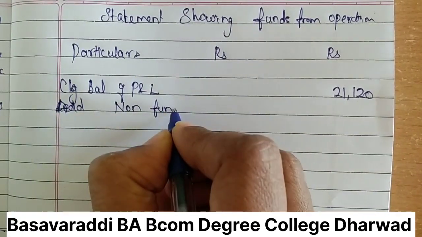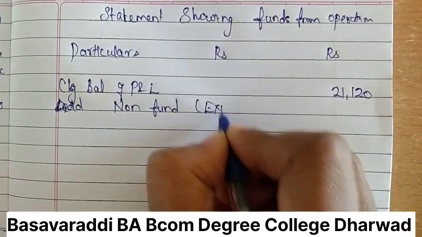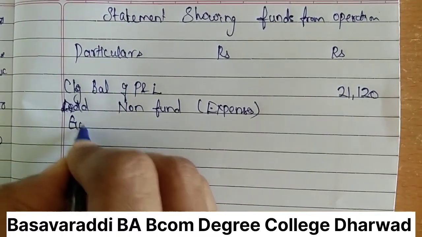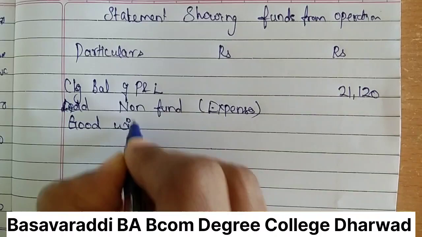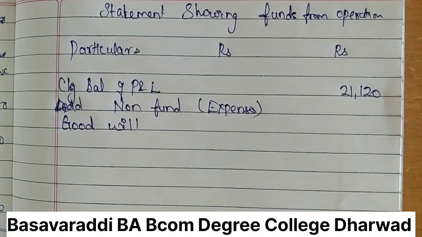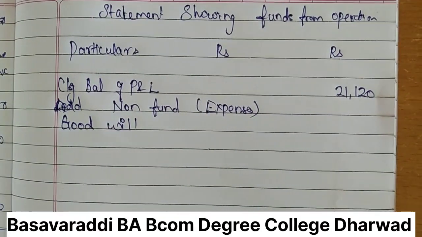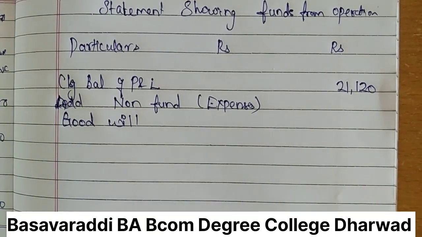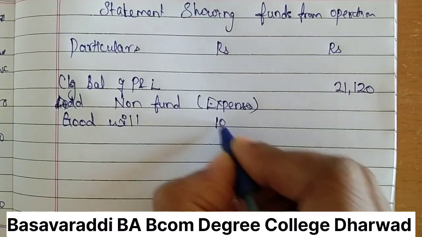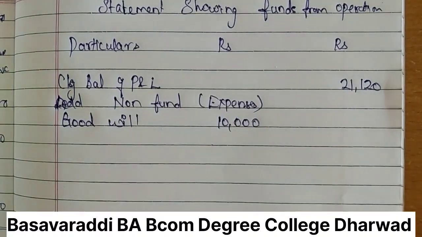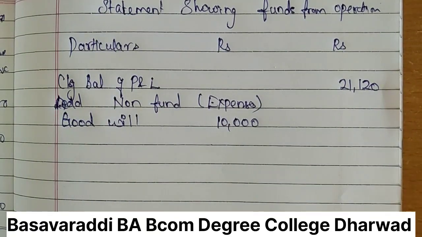Next, what we have to add is the non-fund items, that means expenses. What are all the expenses? First one is goodwill. How much goodwill? Goodwill they gave 20,000, 10,000. What is the difference? 10,000. So we have to enter in the inner column 10,000. All that information is given in the notes, you have to follow all those things.